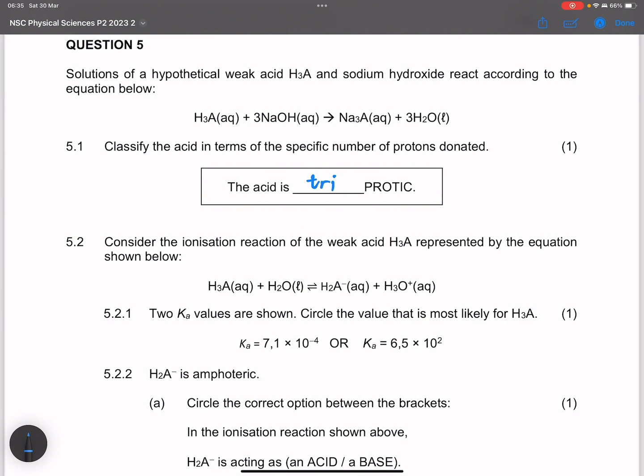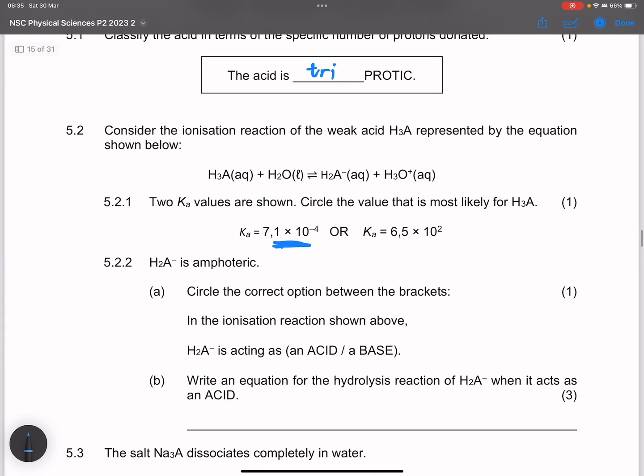They've given us the Ka values. Now, I want you to keep in mind, Ka is the ionization constant for the acid. So that means that if I look at these, it's definitely going to be the one associated with a weak acid. So they say to us, of the 2 Ka values, circle the value that is most likely to be the one. So for the weak acid, it's definitely going to be this one. They say H2A minus is amphoteric, so it means it can behave as both an acid and a base.